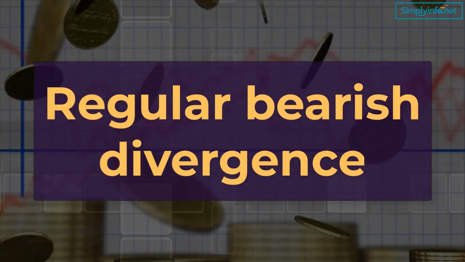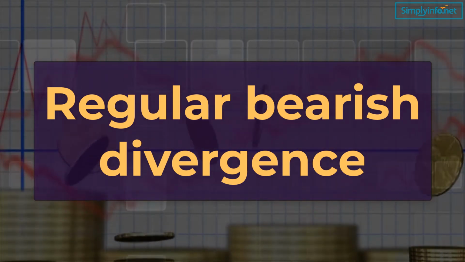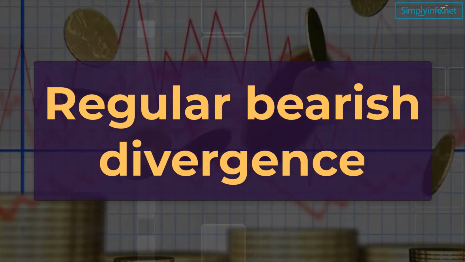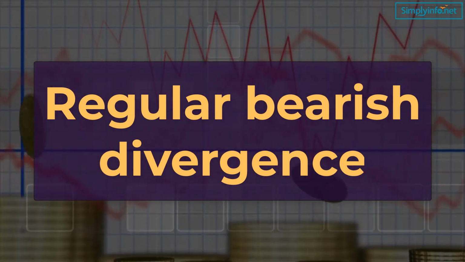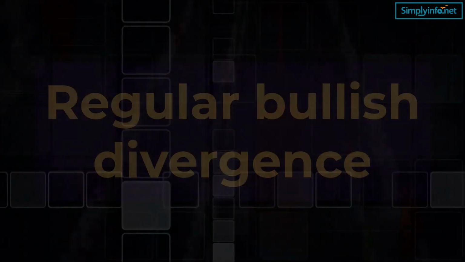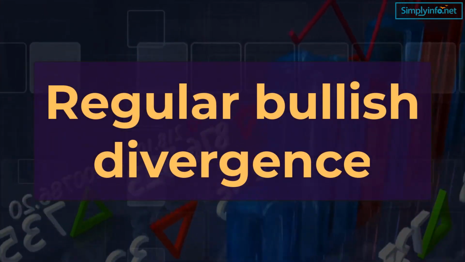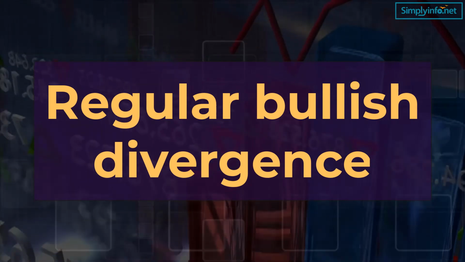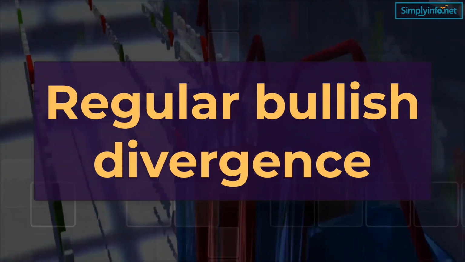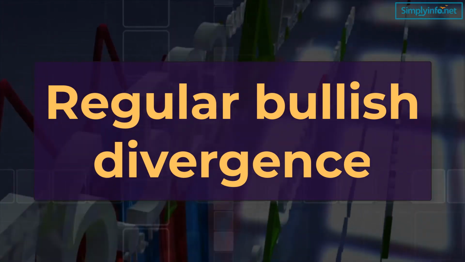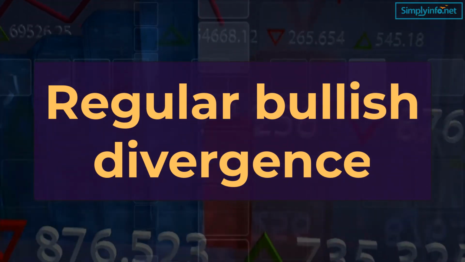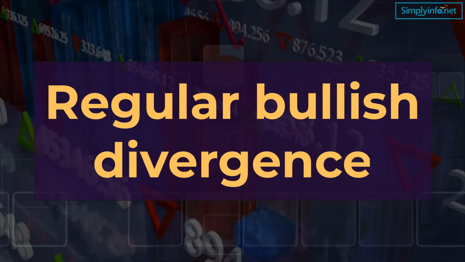Regular bearish divergence. For an uptrend, if the price is making higher highs and the oscillator makes lower highs, there is a regular bearish divergence. Regular bullish divergence. When price makes lower lows and the oscillator makes higher lows, the variance between the two is known as a regular bullish divergence. It is an indication of a fall in momentum in a downtrend, signaling a change in trend.